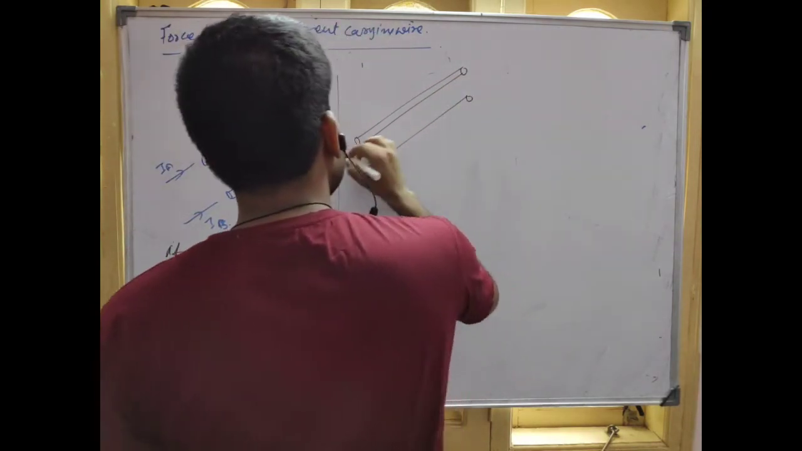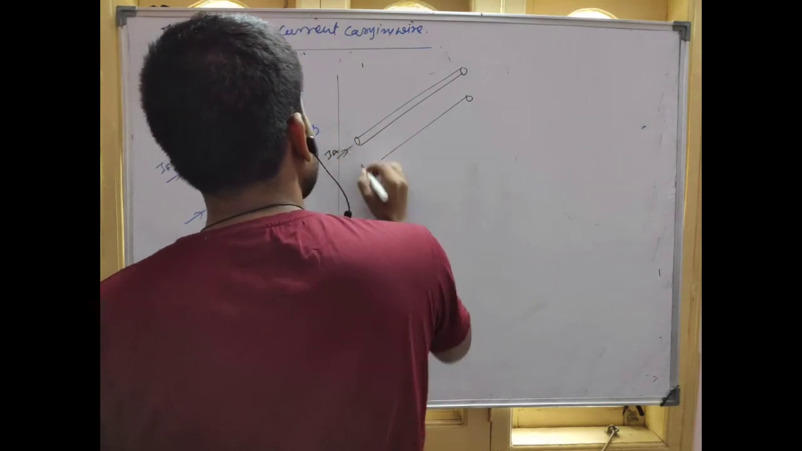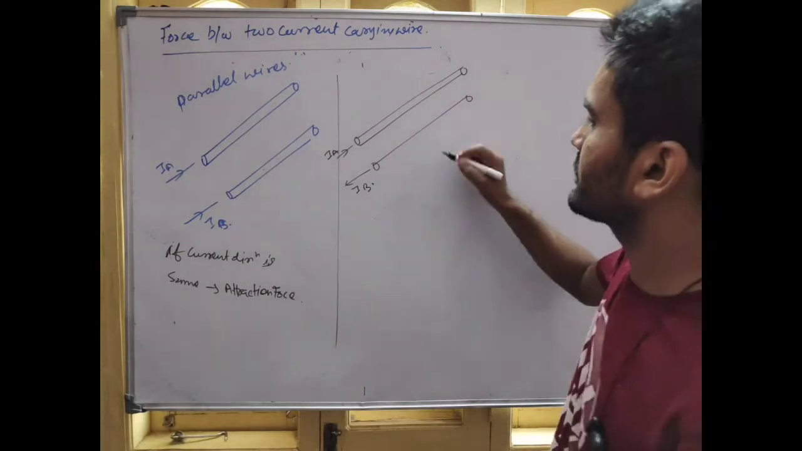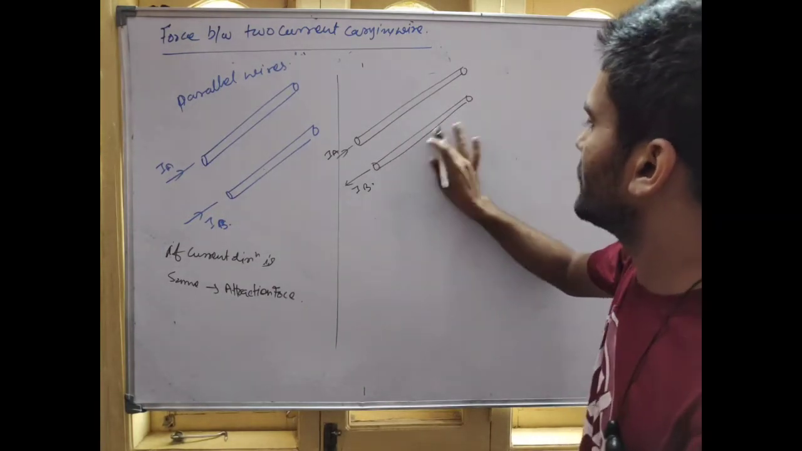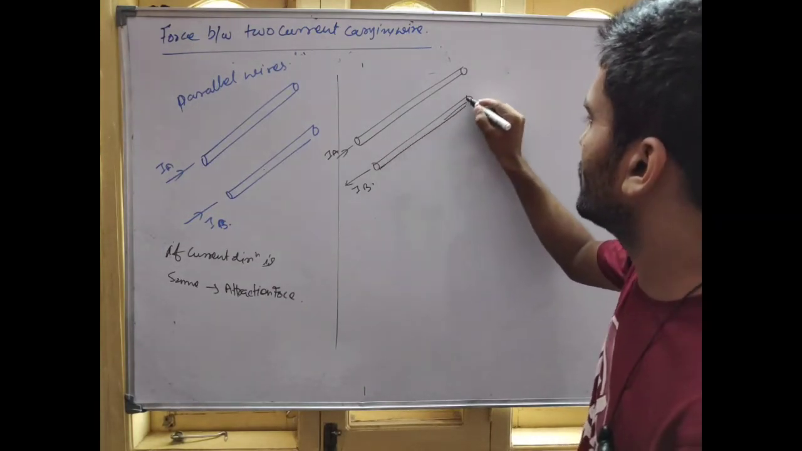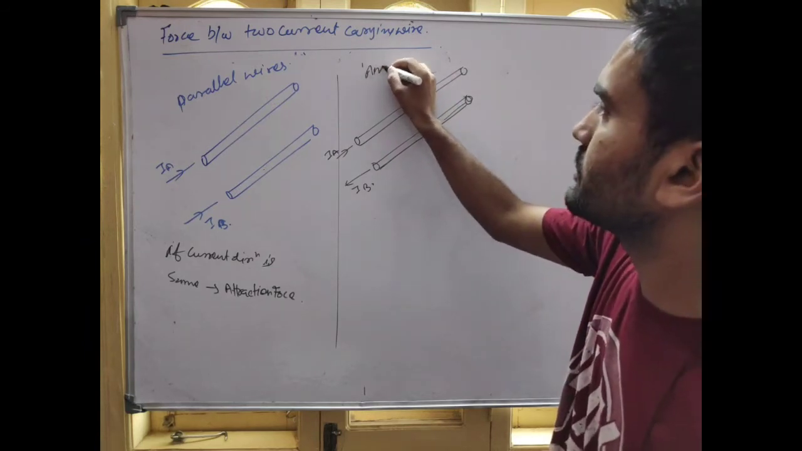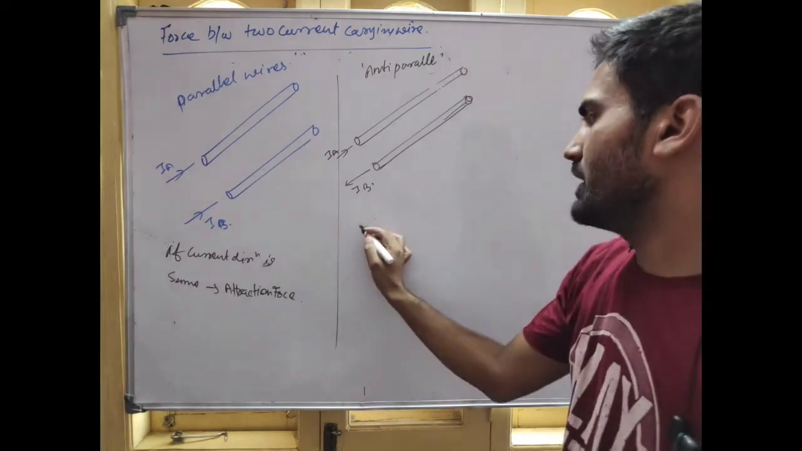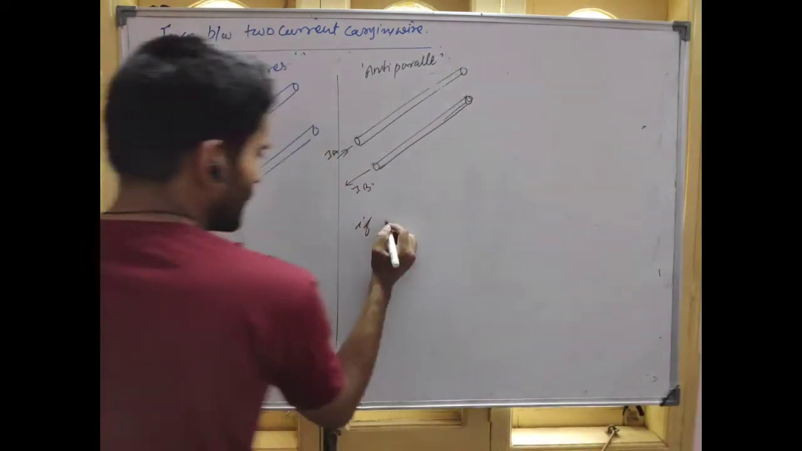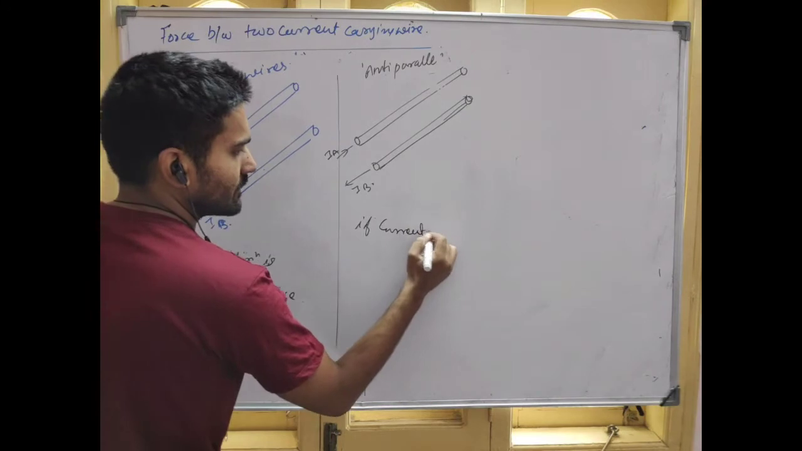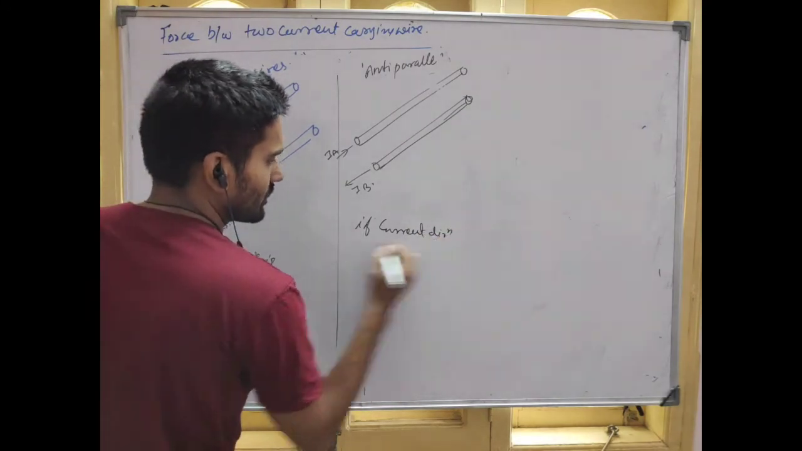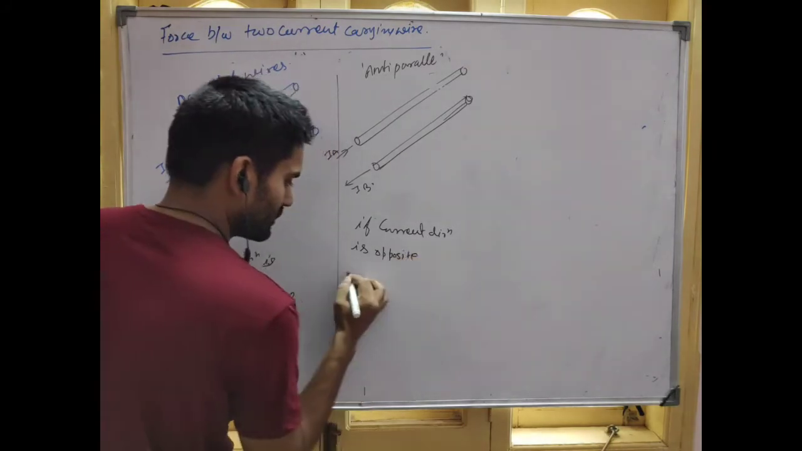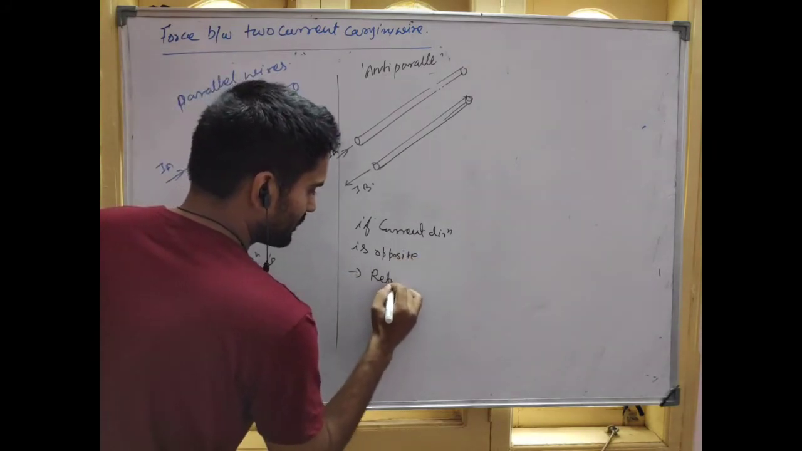If we have two wires which are anti-parallel, it means one current I_A is like this, one current I_B is like this. And this kind of wire is called anti-parallel. If the current direction is opposite, the force is a repulsive force.